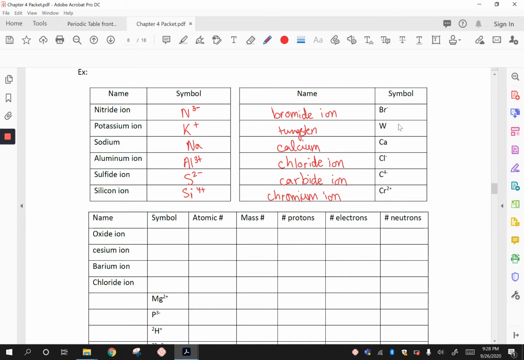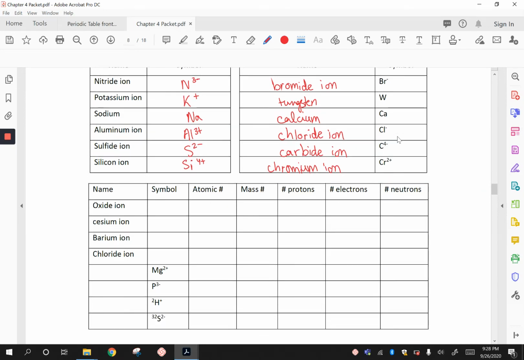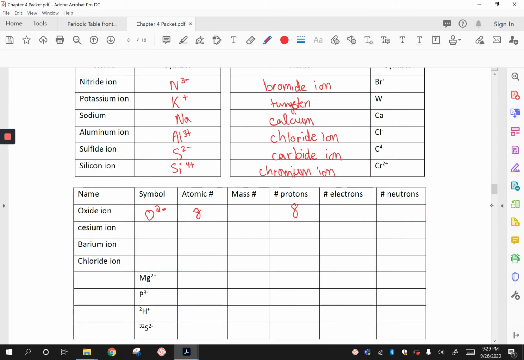Okay, let's try some where we actually find the number of protons, neutrons, and electrons. So oxide ion. Oxide comes from oxygen, and because it's an ion, we put the charge of it. Check which family it is. You'll see that it's -2. The atomic number is 8, which tells us it's 8 protons. Now let's look at the electrons. This is not neutral, right? So electrons. If you remember how to find the number of electrons, you do the atomic number, which is 8, minus the charge, which is -2. So that gives you 10 electrons.